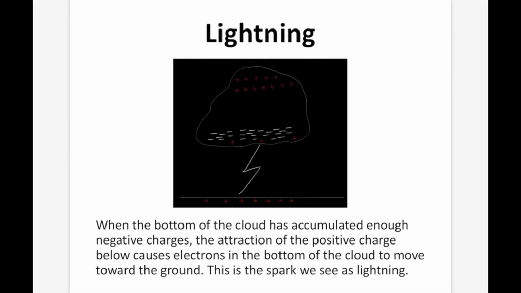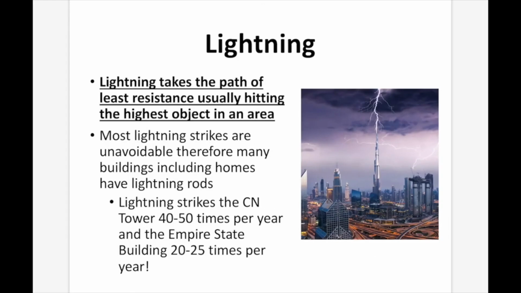When the bottom of the cloud has accumulated enough negative charges, the attraction of the positive charge below causes the electrons in the bottom of the cloud to move towards the ground. This is the spark we see as lightning. It's the same kind of spark that you see when you touch a doorknob after rubbing your feet on the carpet. Now, lightning takes the path of least resistance, usually hitting the highest object in an area.